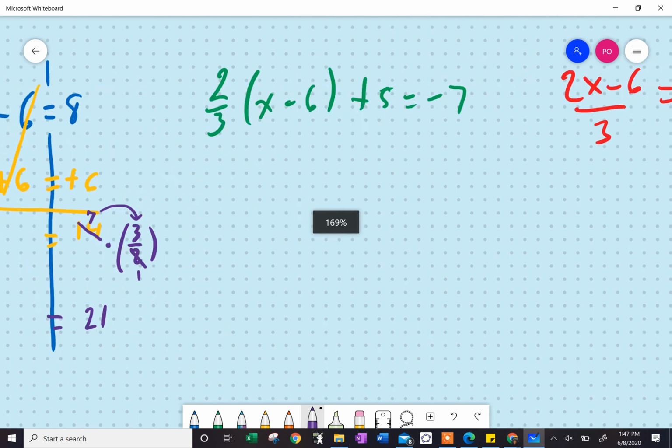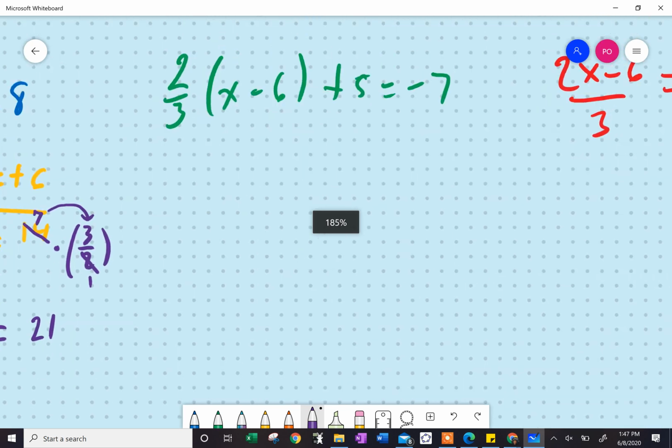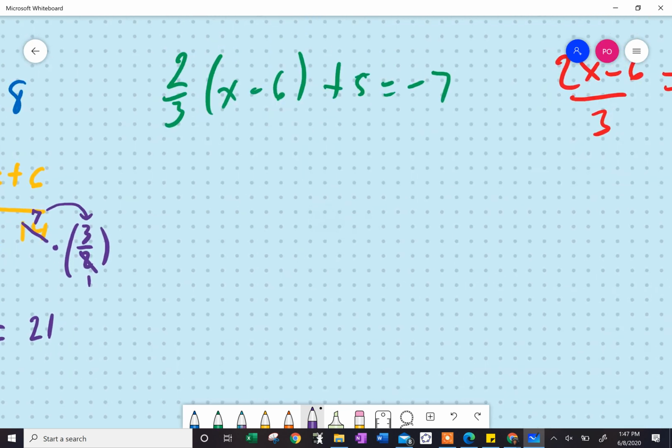I'm going to move over, and now I have parentheses. So same idea. What I'm going to do is very first thing I'm going to do is I'm going to get rid of these parentheses by distributing what's outside the parentheses. I really have 2/3 of some number decreased by 6. So now I have 2/3 of x minus, well, 2/3 times 6.